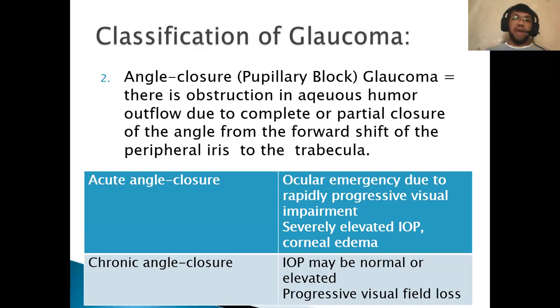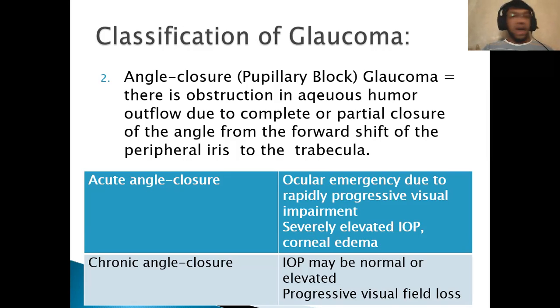Number two, the angle closure or pupillary block glaucoma. There is an obstruction in the aqueous humor outflow due to complete or partial closure of the angle. That is why the fluid is building up inside the eyes, due to the closure of the angle from the forward shift of the peripheral iris to the trabeculae. If it is closed, the aqueous humor cannot be drained, further increasing the intraocular pressure of the patient.